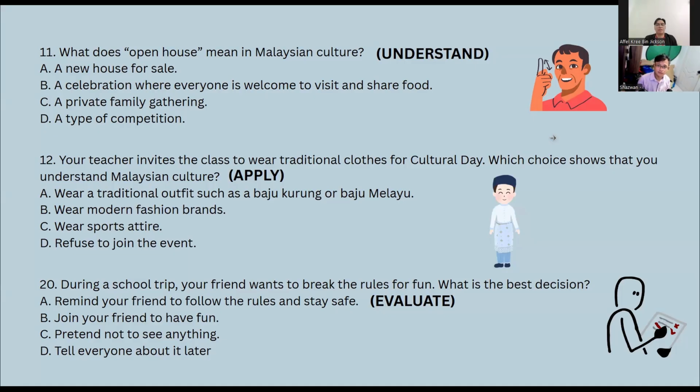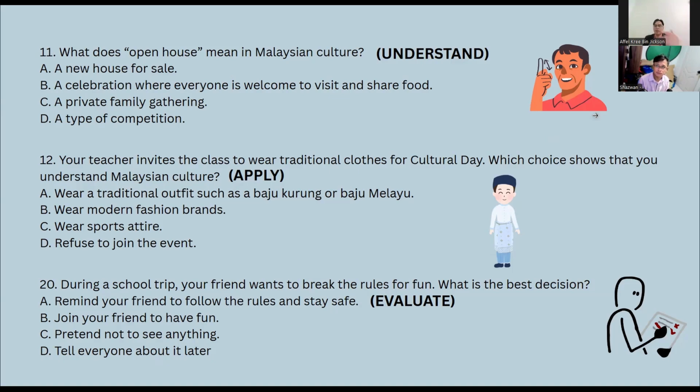Okay, so first of all, we already divided the levels of Bloom's taxonomy randomly. So the presentation will be randomly showing the levels of Bloom's taxonomy. So without wasting any time, let's move on to the first question, on the understand level. In this level, the question will sound like this: What does open house mean in Malaysian culture?